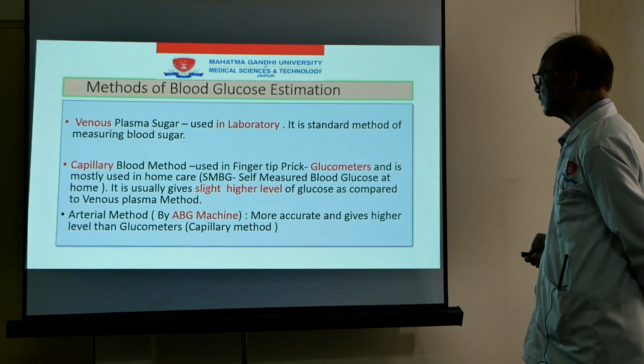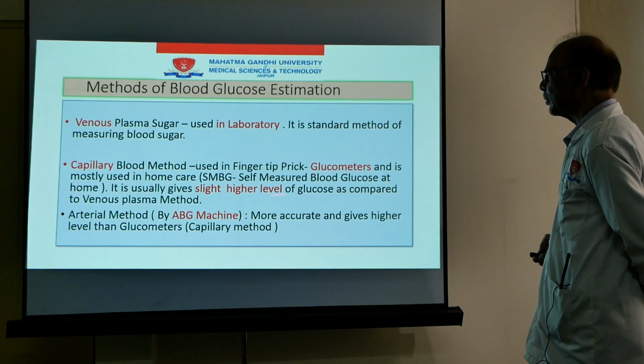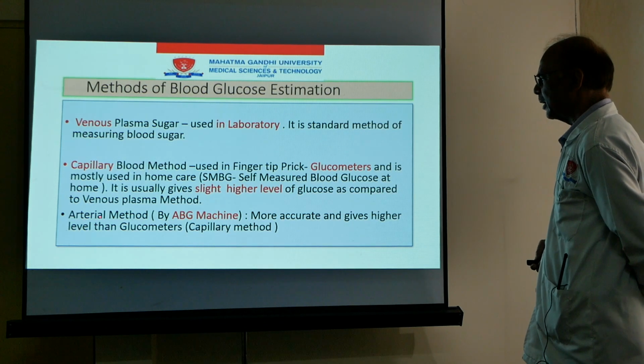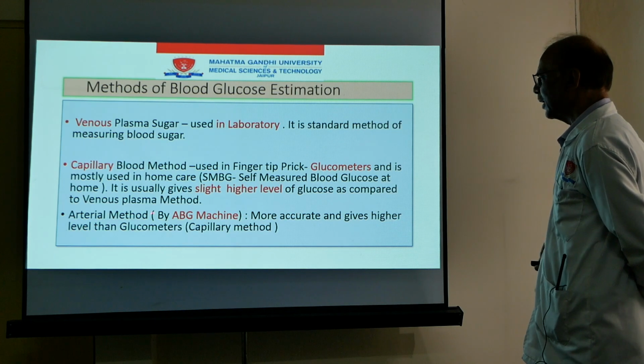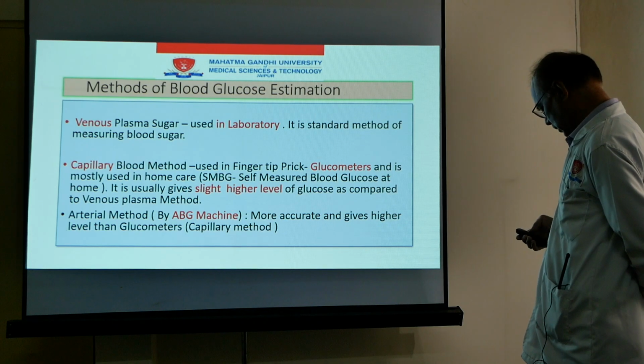So it usually gives a slightly higher level of glucose as compared to the venous plasma method. The arterial method by ABG machine is more accurate and gives higher levels than glucometers, which usually use the capillary method, while by the arterial method still higher blood sugar levels will be seen.